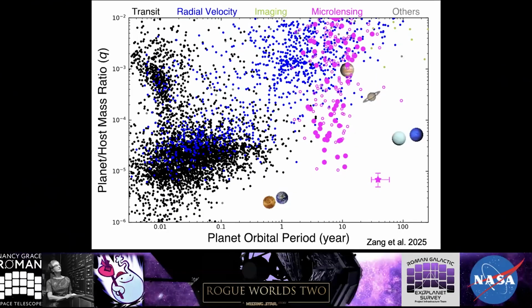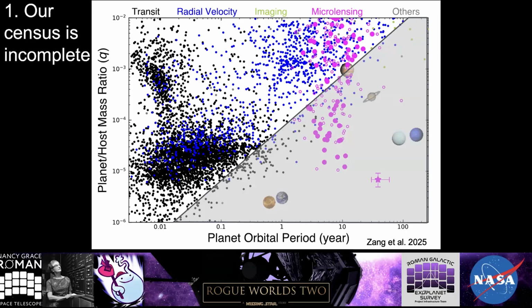All right. So we've seen various versions of this plot before. This is just showing planet mass as a function of period for known exoplanets, color-coded by the discovery technique. This is from a paper by Wei-Cheng Zhang that came out earlier this year. I just want you to notice a few things about this. One is that this bottom right region of the parameter space is pretty much empty. And that means our census of exoplanets is incomplete.